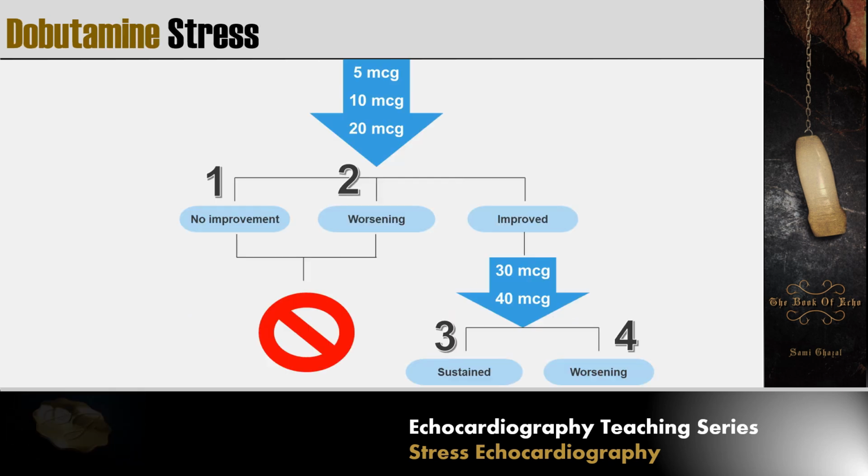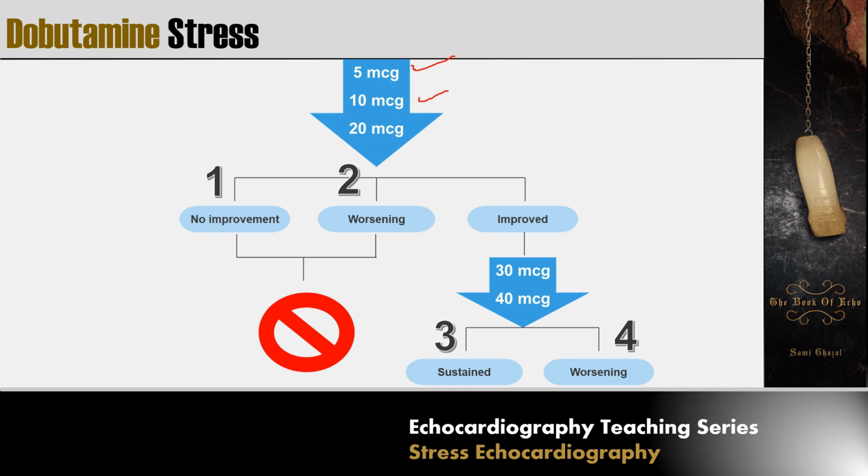So again, we start with a 5 and keep increasing. And also with dobutamine, at every stage, we have to take images. We cannot stop. So if you start with a 5, by the end of the 5 or after 2 minutes, you start taking your images. At 10, also you start taking your images, because if you see worsening of wall motion, then you have to stop. So to look for worsening, you have to check with the echo. Even if you don't record it, you have to look.